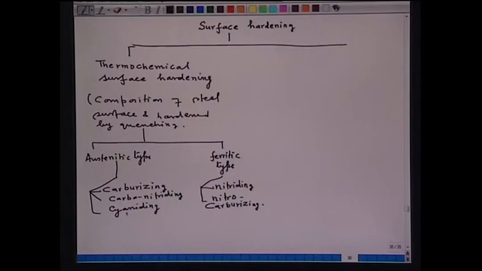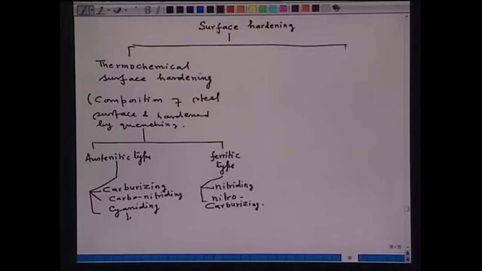Now, in this particular austenitic type, the non-metallic elements, usually carbon singly or in combination with nitrogen, are diffused into the austenitic phase. That is why we call them the austenitic type thermochemical surface hardening method. In the ferritic type, the carbon or carbon plus nitrogen are diffused into the ferrite phase. That is why we call them a ferritic type of thermochemical surface hardening.